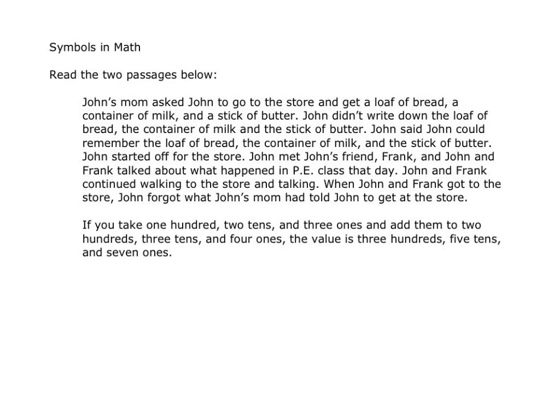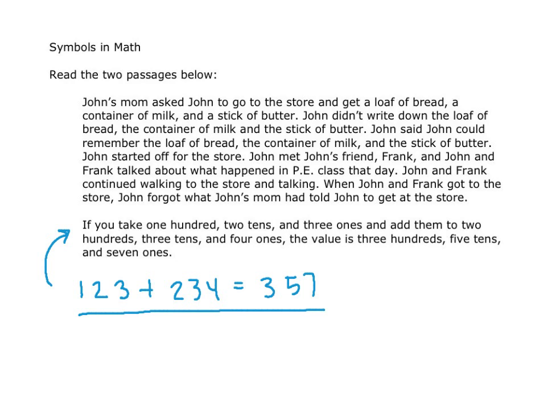For the second paragraph, again, we use numbers. We've come up with symbols that represent numbers, and so instead of taking 100, 2 tens, 3 ones, we would just write this as 123 plus 234, and that equals 357. So this is a shortened way of writing this paragraph right here.